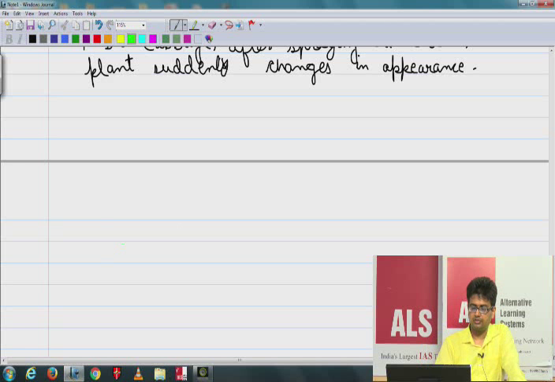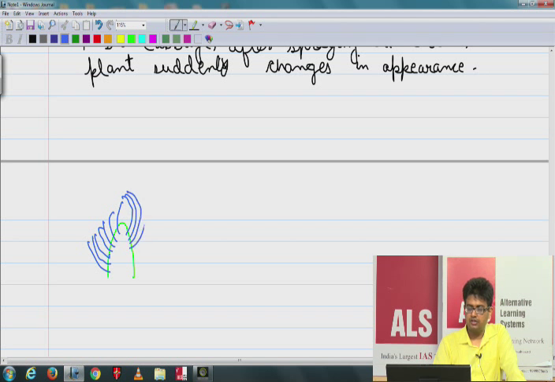I will draw the figure. Normally, cabbage is of this type. The internodes are very close to each other. They are very short. The internodes are very compact. They are covering each other.